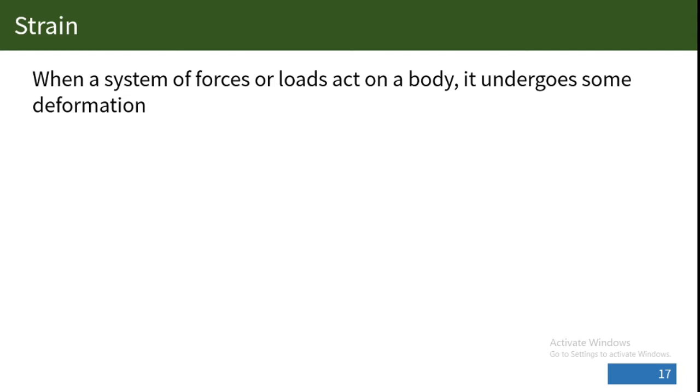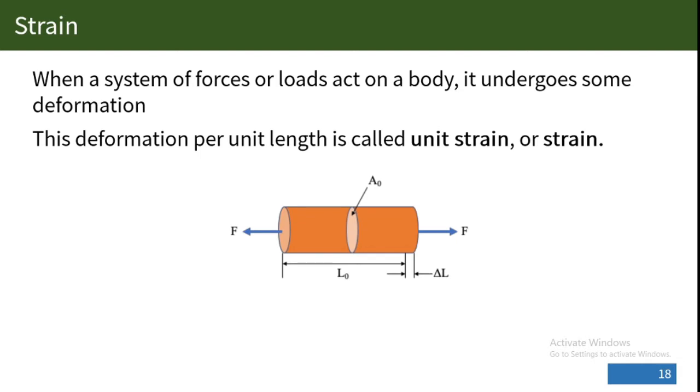Here in the study of machine design, we consider the deformation of a body. When there are forces applied on it, it undergoes some deformation, whether elongation or shortening of the body, depending on what type of loading is applied on it. The deformation per unit length is called unit strain, or simply strain.